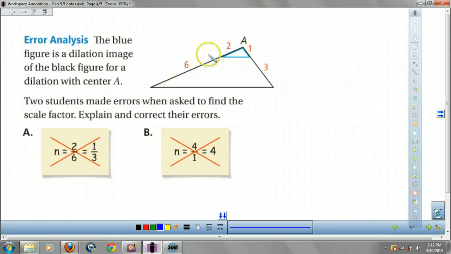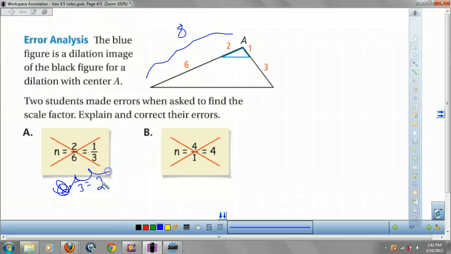Well, this person said, well, it's 2 over 6. Okay? Because the blue is the image, so we got smaller. Now let's try that. What's 6 times a third? Yeah, that's 2. But what is the length of this side of the triangle, guys? Oh yeah, it's 8. Okay? So my big triangle is actually 8. So let's try again. What's 8 times a third? Not 2. So they thought that the side of the big triangle was 6. Well, it's actually 8.